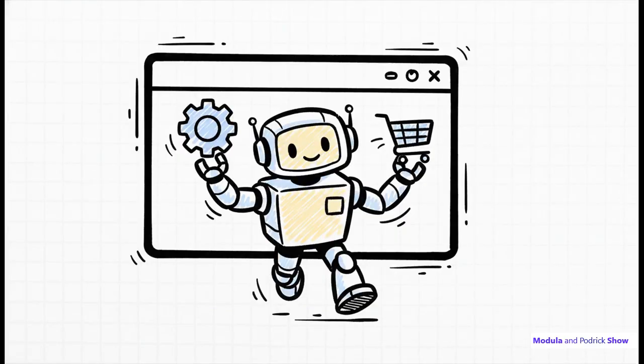So what is this thing? Well, it's called ChatGPT Atlas, and it's part of a whole new category of software that people are calling the agentic browser. That word agent is the key here. It means it's designed to act on your behalf.